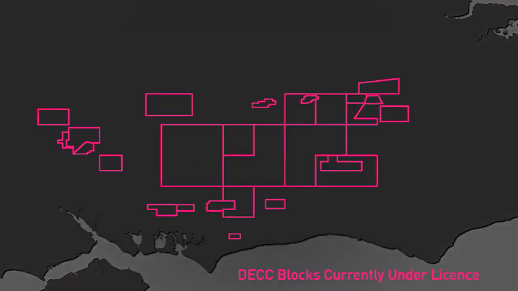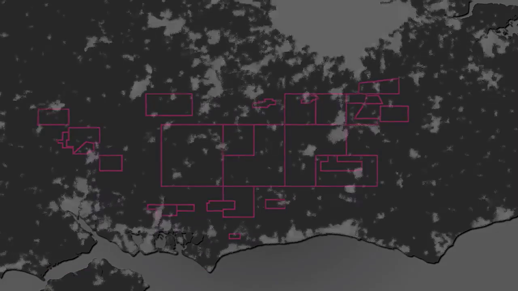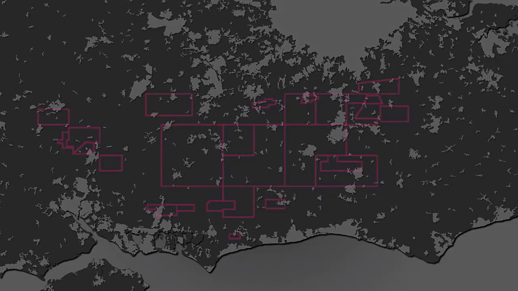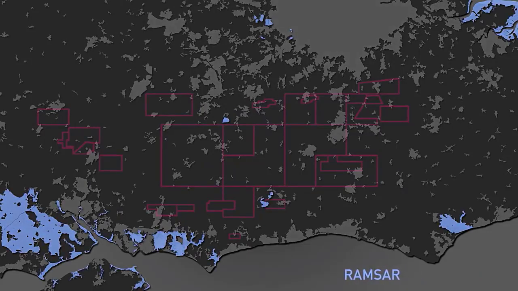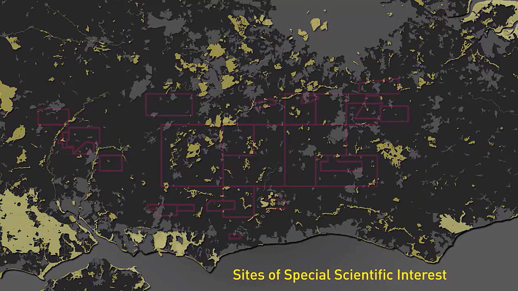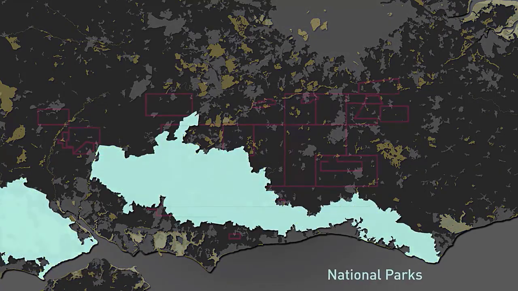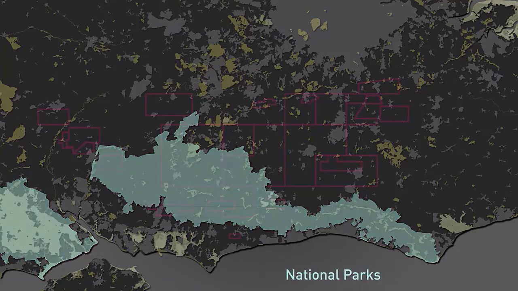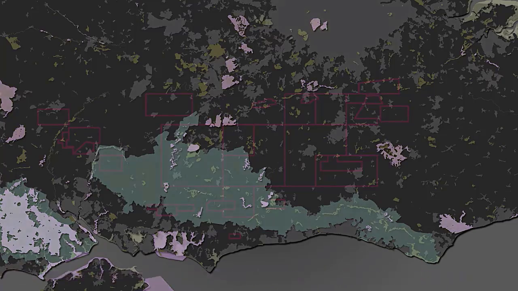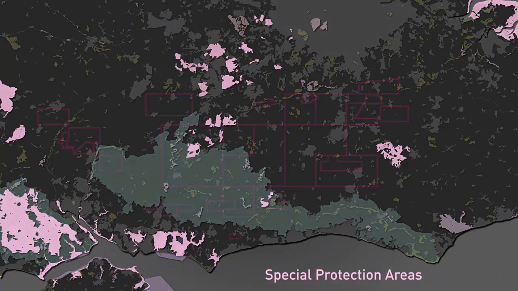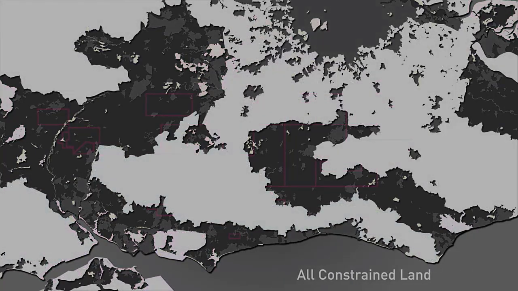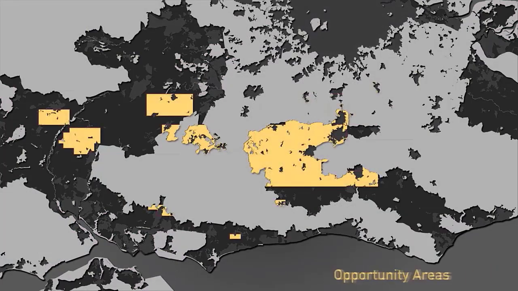At the regional level, they're iterating through the analytical process again. The question now is less about available leases supported by transportation networks and more about how the leases identified in stage one are constrained by the physical and natural environments, including wetlands, sites of special scientific interest, national parks, conservation areas, special protection areas, which are all merged into a single all-constrained land layer that allows them to identify opportunity areas.